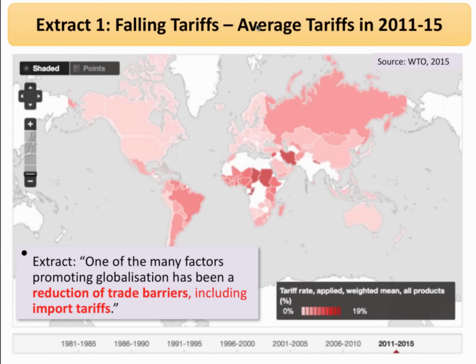Extract 1 also says that tariffs have been falling. Indeed, they have. The average tariff in the world is significantly lower than it was 20, 30 years ago. The areas in red are those with the highest average tariffs, in particular Russia and large parts of South America. Whereas in the European Union and North America, and increasingly parts of Africa, average tariffs are now actually quite low. So there's been some significant progress there.